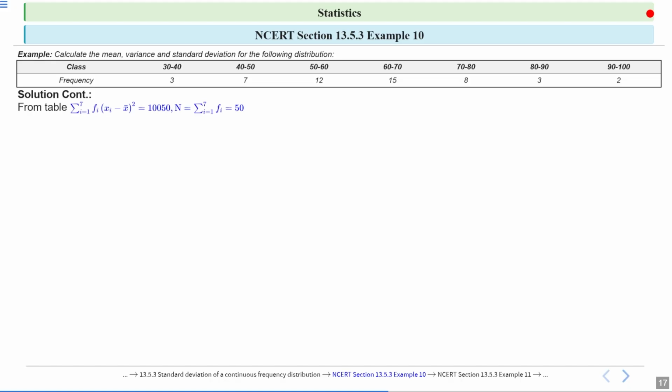Now, from the table, we have the sum from i equal to 1 to 7 of fi times (xi minus x bar) whole squared equal to 10,050, and n equal to the sum from i equal to 1 to 7 of fi equal to 50. And the formula for variance in a frequency distribution, that is variance sigma squared, equal to 1 divided by n of the sum from i equal to 1 to 7 of fi times (xi minus x bar) whole squared.